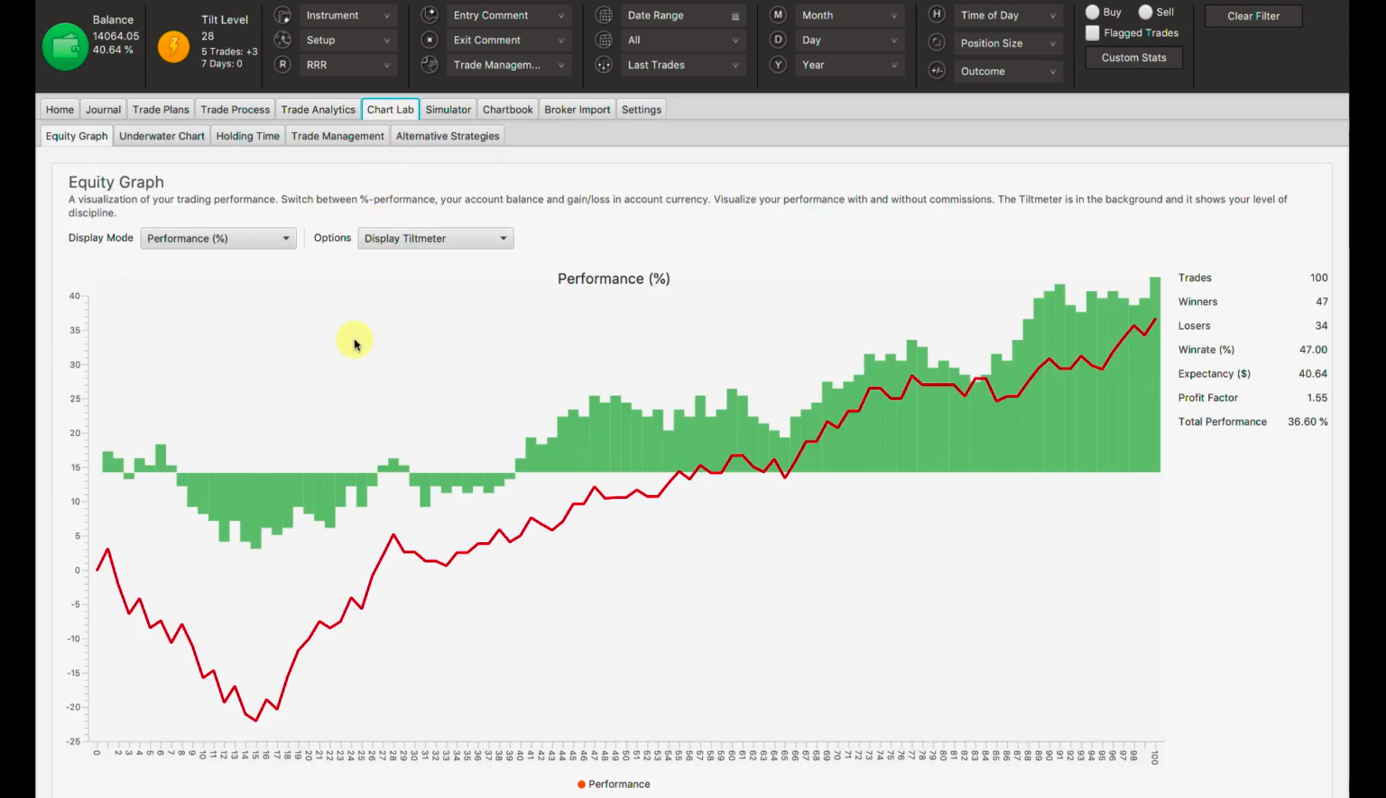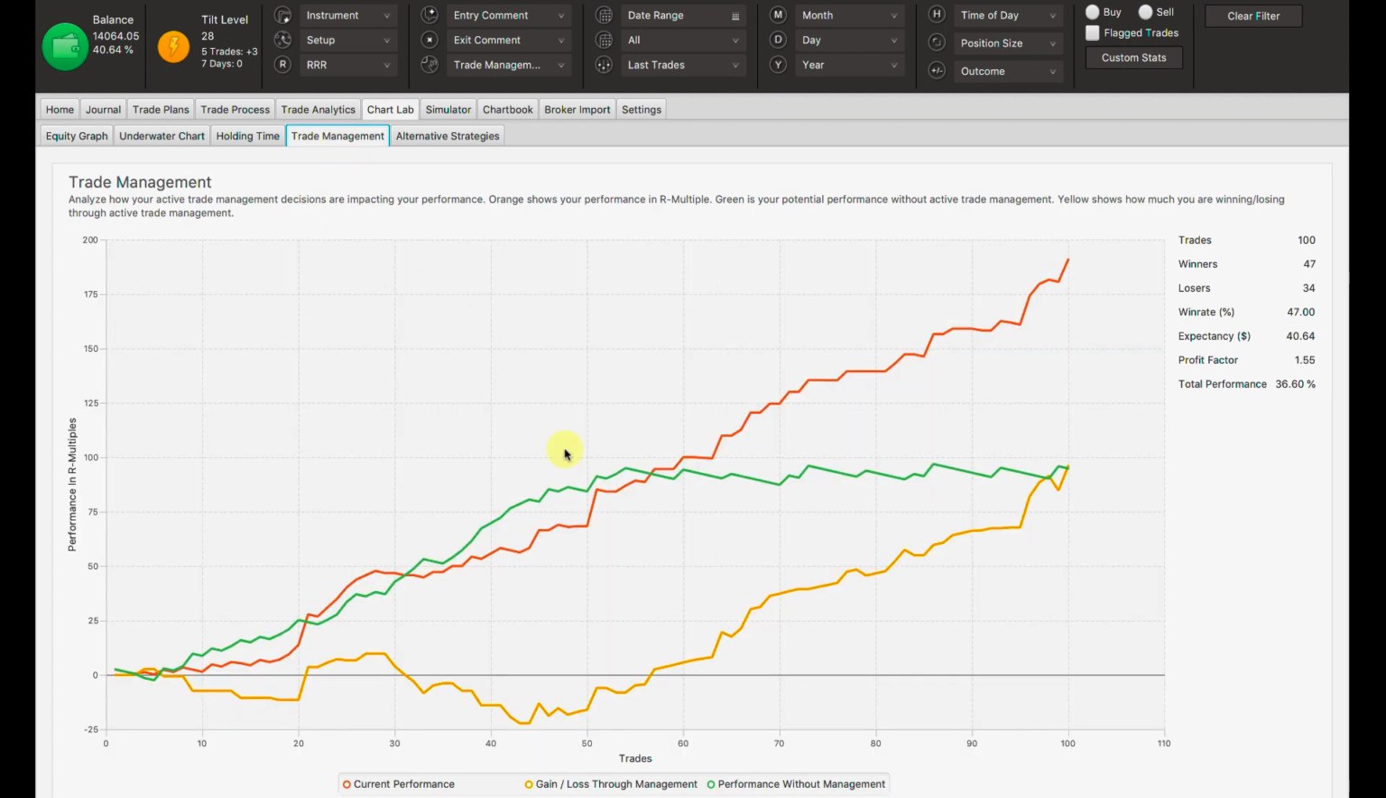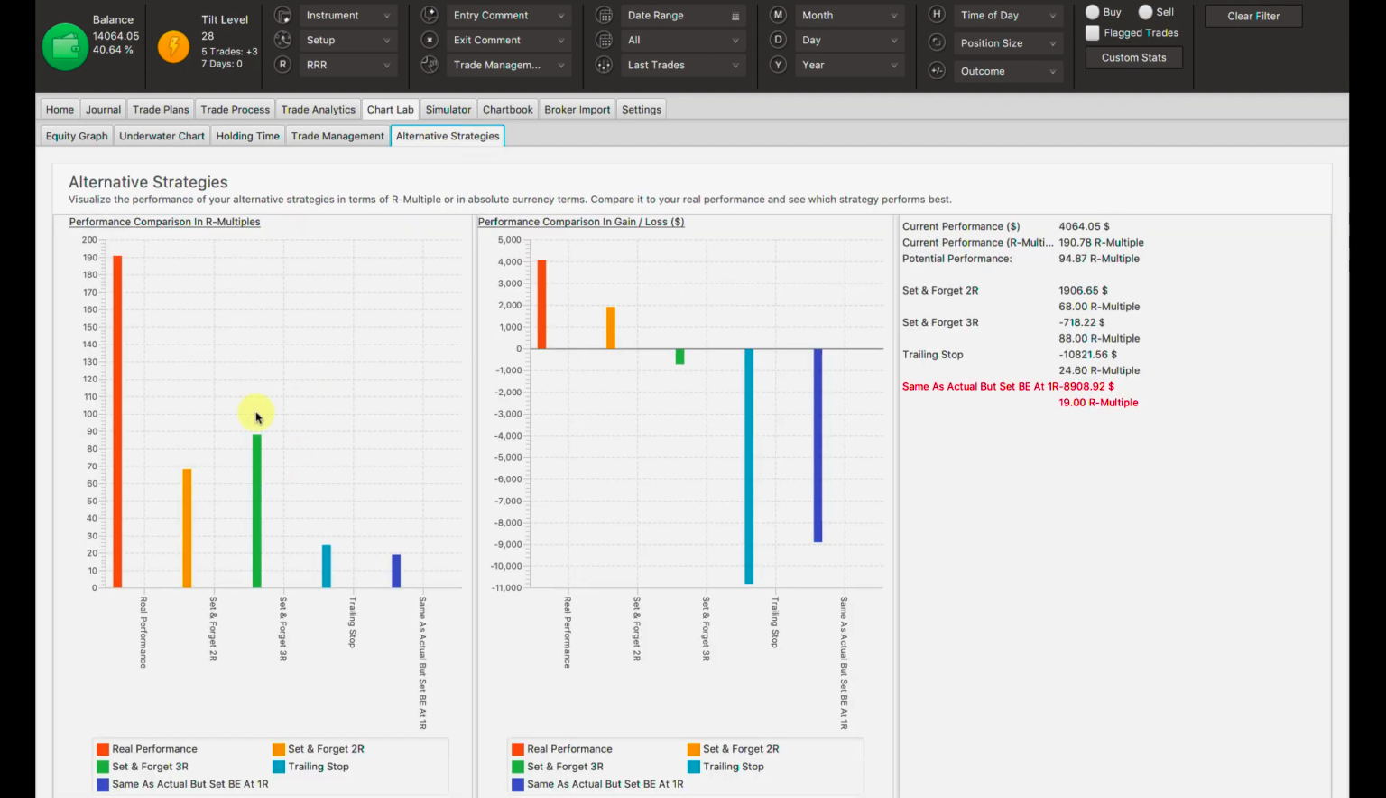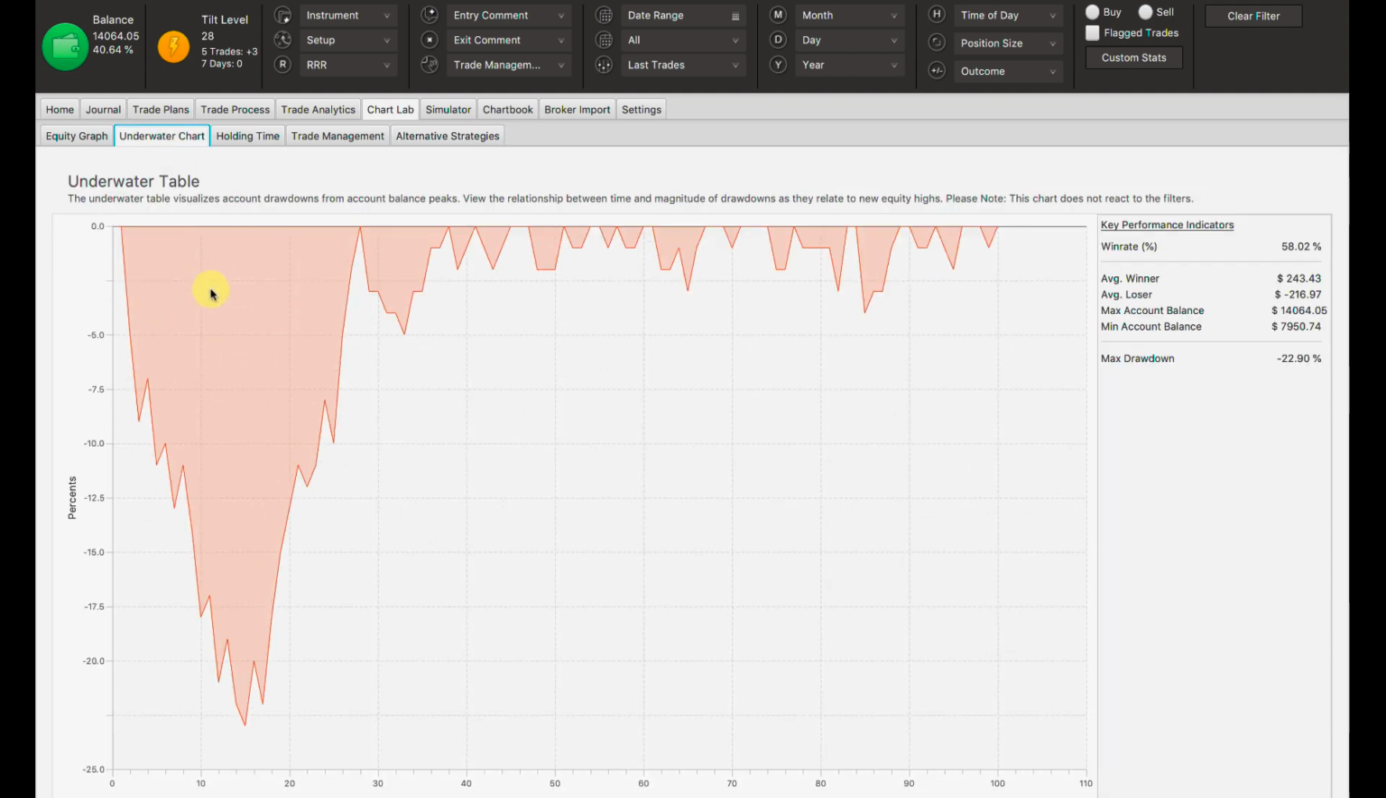In the chart lab, you can see your equity curve in relation to how well you managed your trades, for example. You can see your trade management itself. Would you have had a better performance if you had traded set and forget instead of managing your trades? You can see the distribution of your holding times. You can test different take profits and stop losses. You can see your drawdowns in the underwater chart.